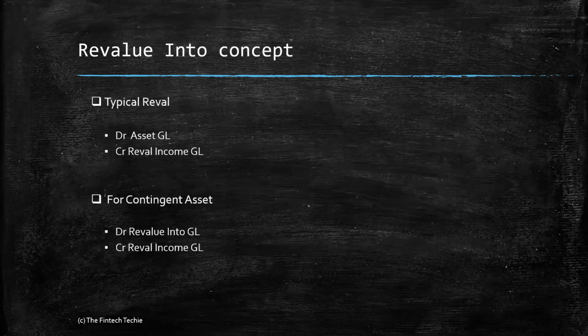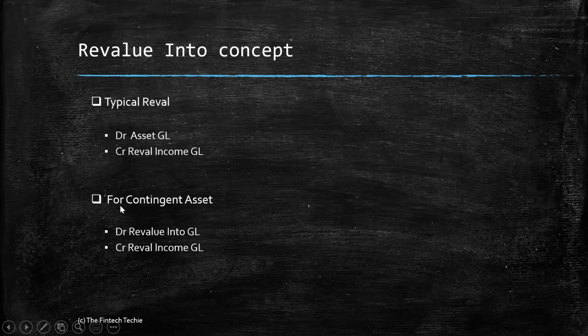Now that takes us into the concept of revalue into. Now what is revalue into? How does a typical revaluation work? You actually debit the asset GL and credit the reval income. Now both of them are real.